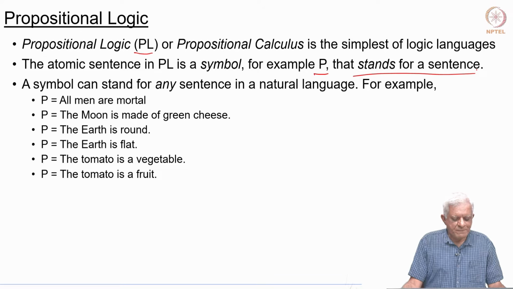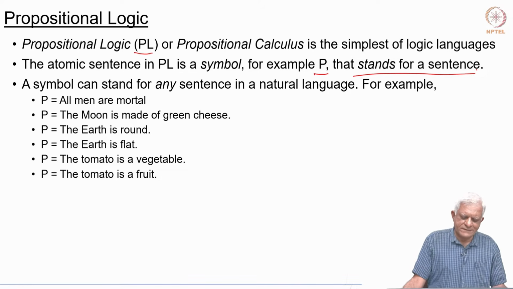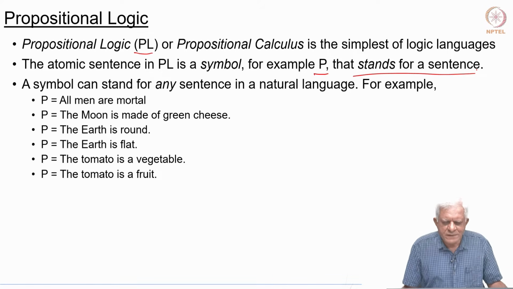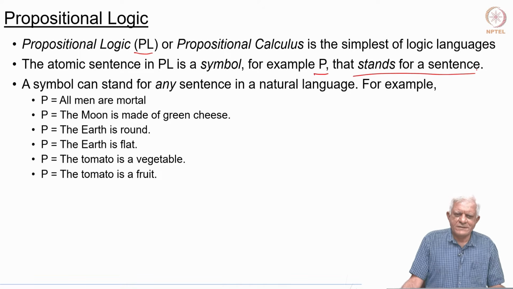Then also there are the following two sentences: the earth is round, the earth is flat. Of course, only one of them will be true, and we know it is the first one, but both are sentences essentially, and we could have used a symbol to stand for that. Then of course, we have two interesting sentences, which is the tomato is a vegetable, the tomato is a fruit. Are they true? Are they false? I will leave you to think about them. It really depends on how you perceive the world essentially.